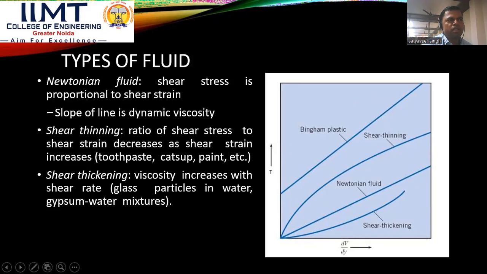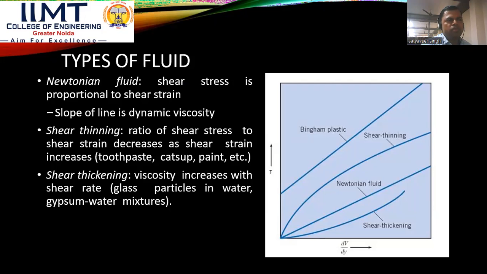But in case of shear thinning, what is shear thinning? This curve shows the shear thinning process. Shear thinning is defined as the ratio of shear stress to the shear strain decreasing as shear strain increases. For example, toothpaste and paints are examples of shear thinning.